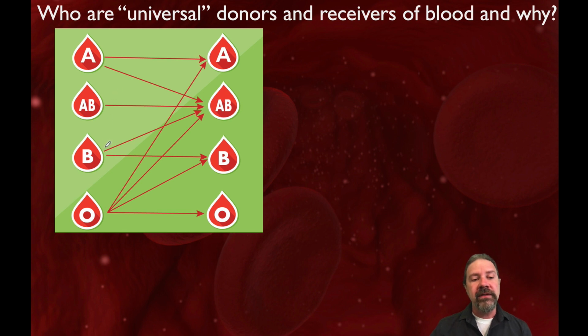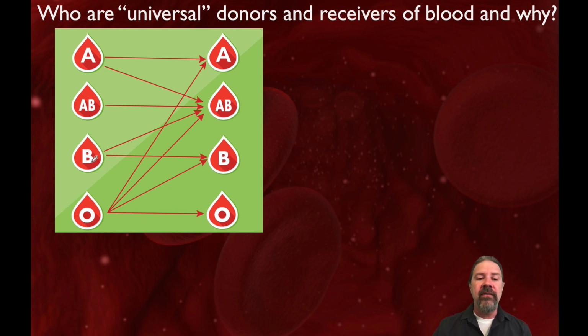Next blood type, let's look at B for a second. B can donate to B, that makes sense because it's the same blood type. But notice again, O can also donate to B. And the reason for that, again, the O red blood cell is clean on its surface from A and B antigens, so it's not a problem donating it to B.